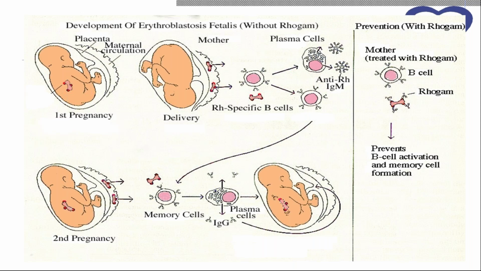The diagram is showing here. First pregnancy, there is leakage, there are IgM antibodies present, and these IgM antibodies are quite large in size. They cannot cross the placenta, so they don't reach the fetal circulation to damage the fetal cells, and hence in the first pregnancy usually there is no effect on the fetus. However, you can see in the lower part of the slide, whenever the second pregnancy occurs, even with a small dose, these memory cells get activated. They produce these IgG antibodies.